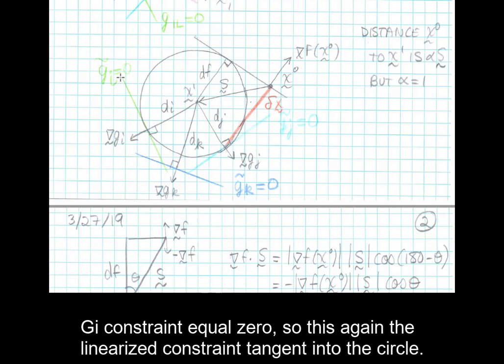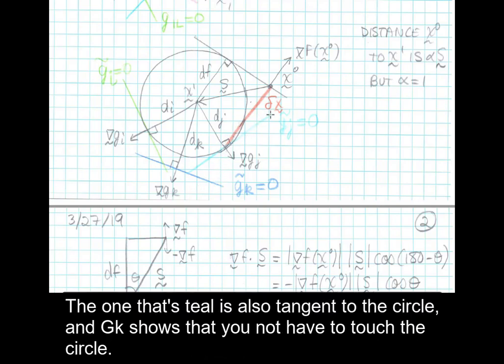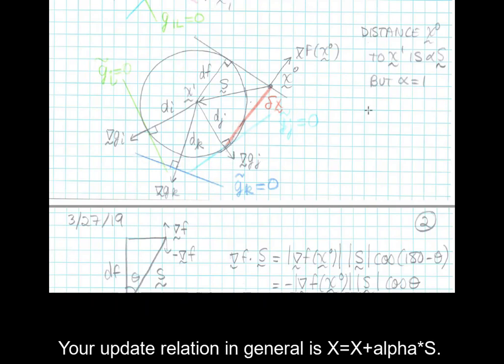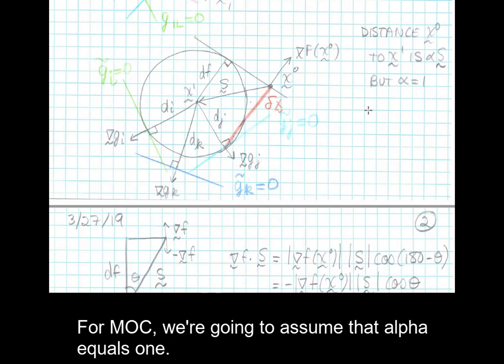gj constraint equals 0, so that's again the linearized constraint, tangent to the circle. The one that's teal is also tangent to the circle, and then g sub k shows that you do not have to touch the circle. Your update relation in general is x equals x plus alpha s. For the method of hyperspheres, we're going to assume that alpha equals 1.